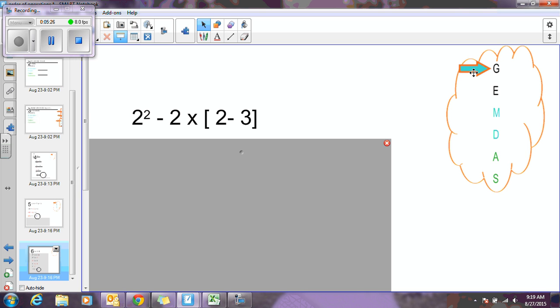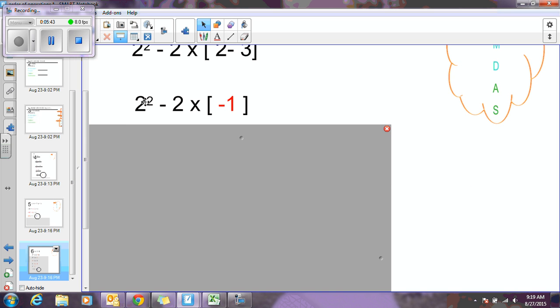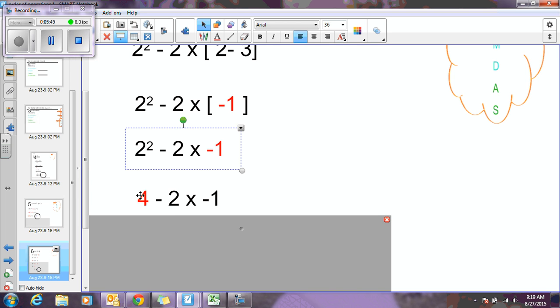G, looking for grouping symbols. The brackets is where we start first. 2 take away 3 is -1. So now I have exponents, subtraction, and multiplication. Well, we know that exponents comes next. So 2 squared is like saying 2 times 2, and that is 4.